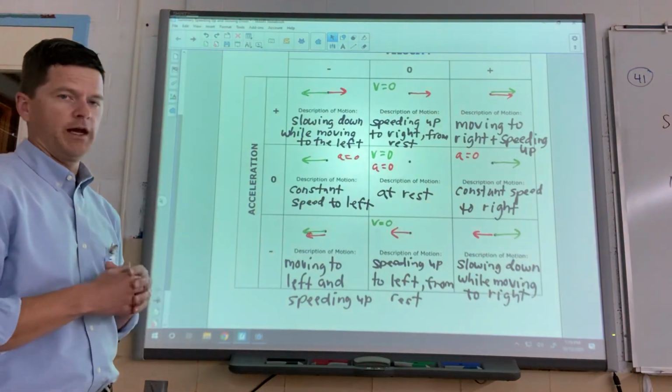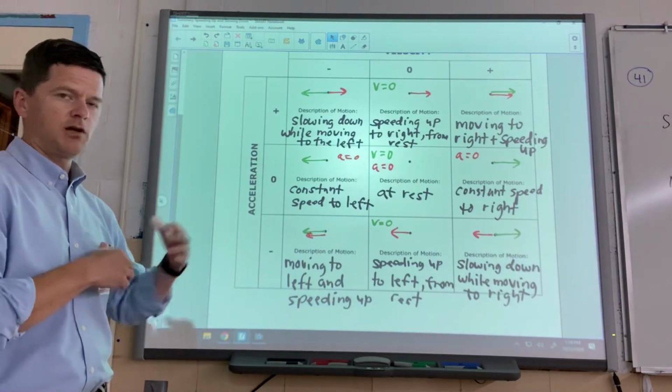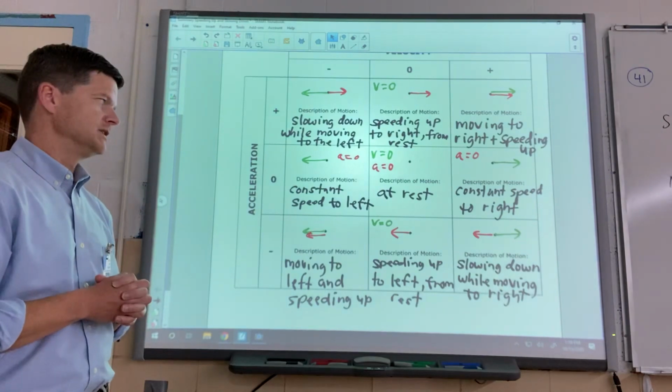So this is a good way to just summarize all the things that you might see in the lab if you're studying carts on ramps or things like that, where you're going to see acceleration.